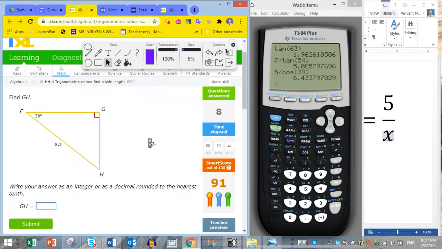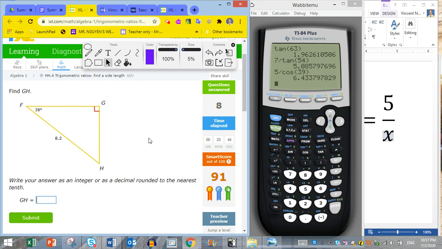Oh, we're in the challenge zone. I'm not sure if I'm going to take you all the way to 100 because these are actually pretty easy. Once you set up your proportion correctly, you just type it into your calculator. Okay. All right, let's do this one. 38 is the angle. GH is what we're looking for, so we're looking for opposite. And then this is the hypotenuse, which is given to us. Okay, so we are using opposite and hypotenuse.